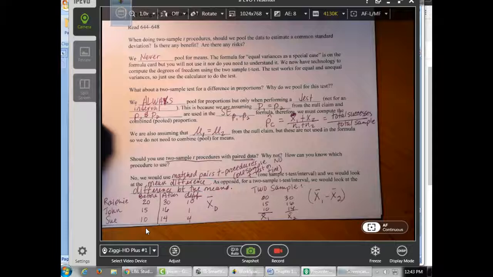Y'all remember the completely randomized design, where you have your subjects and immediately they get randomly assigned to the treatment groups. So I'd have two treatment groups. There's no relationship between the two treatment groups in terms of needing a match of some sort. They're just a group of people, a group of people.